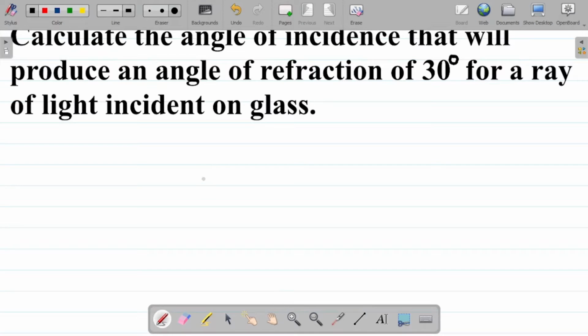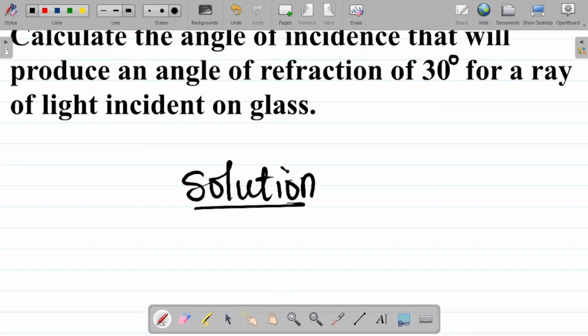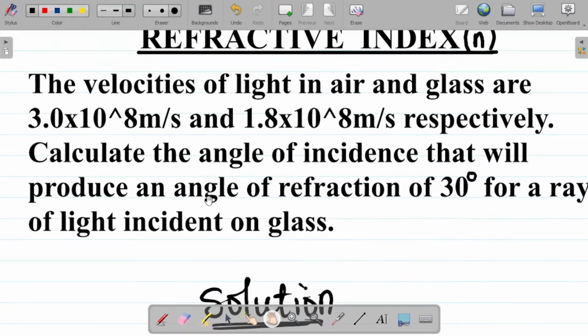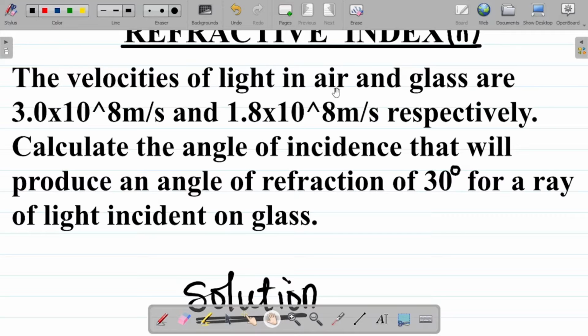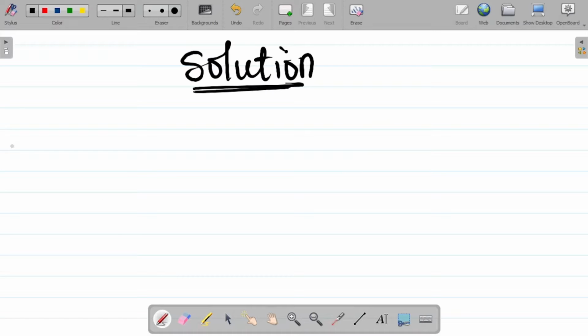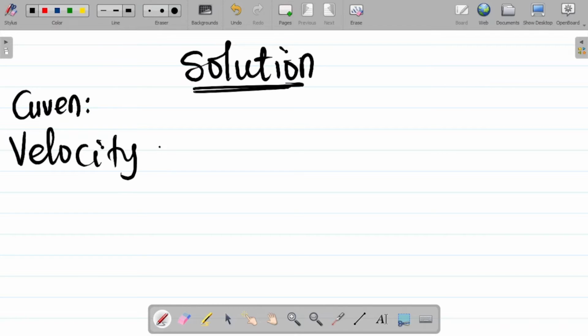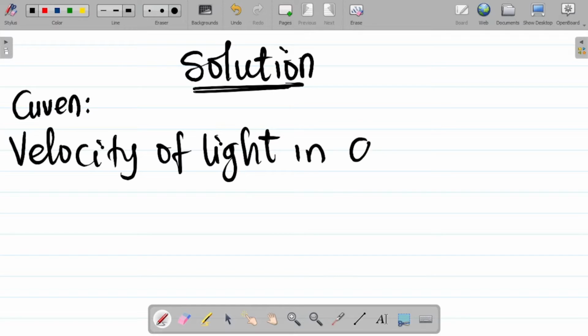Solution to this. For the solution, my first task would be to list out as many given parameters as possible. We're given the velocities of light in air and glass. First we have the velocity of light in air, and then the velocity of light in glass. So the first thing I have there is the velocity of light in air, which I'll just call VL.